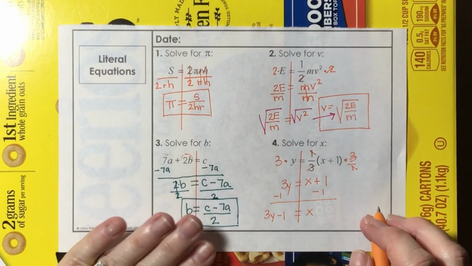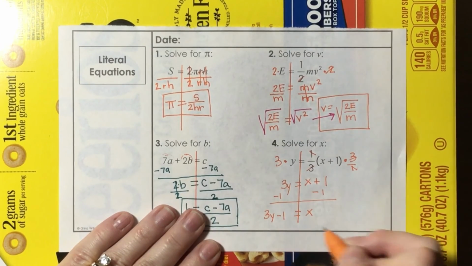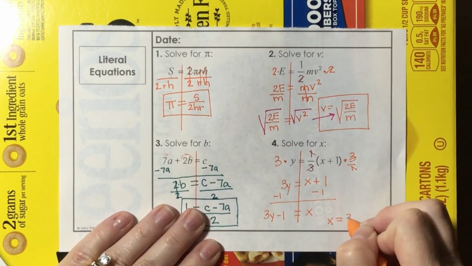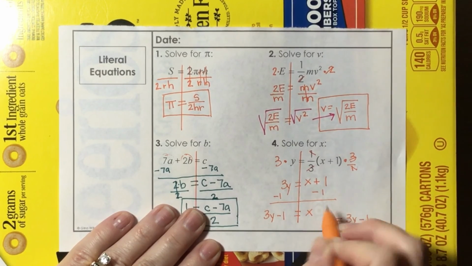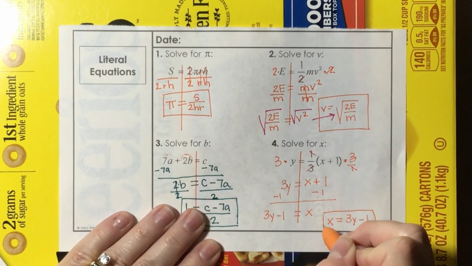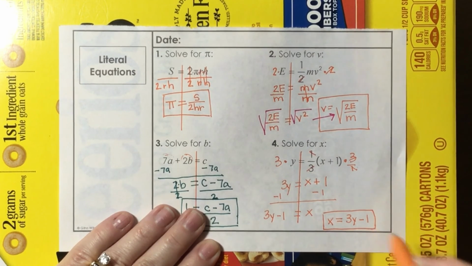All right, looks pretty good. Pretty much done. We're just going to put it in standard form now, and that will be x equals 3y minus 1. So I just flipped them around, and that will be our final answer.